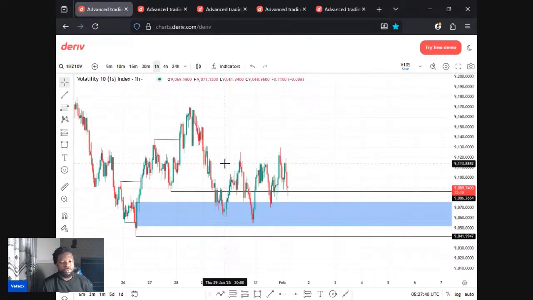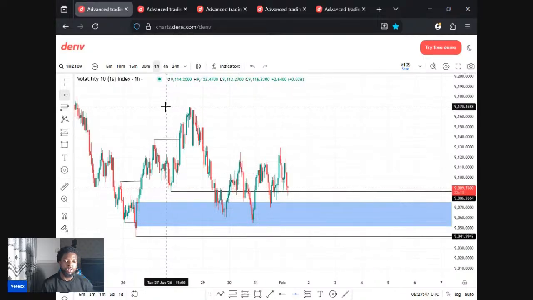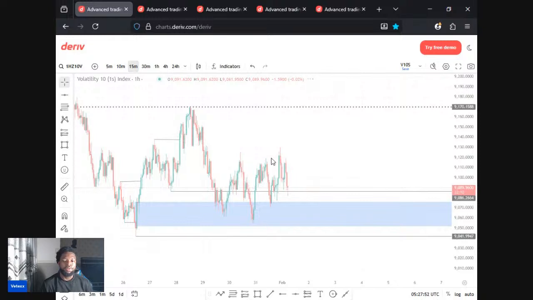Now let's go to the 15 minutes time frame. Remember, this becomes the starting point, and this here becomes the finish point. So let's go to the 15 minutes time frame and check for a continuation.